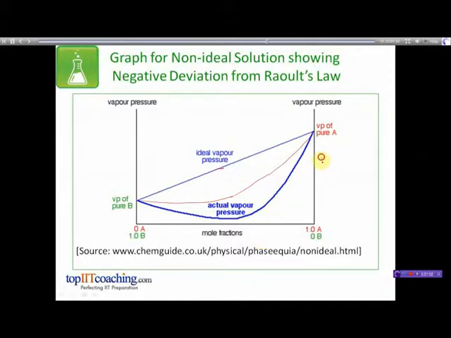An example of such a solution can be the mixture of nitric acid plus water. They react together to give nitrate ions and hydronium ions in the solution. These ions have strong ionic attractive forces acting between them as compared to the intermolecular forces acting in their pure state. Therefore, they show a negative deviation from Raoult's law.